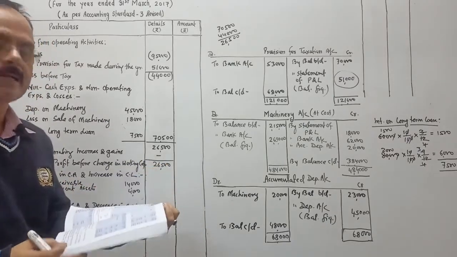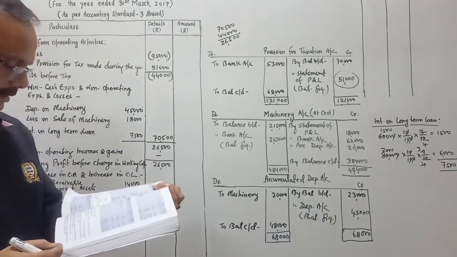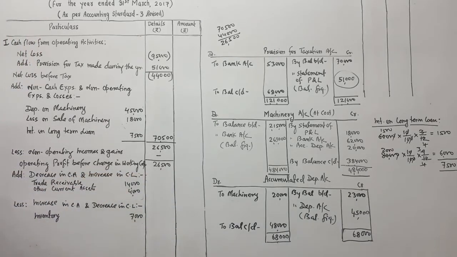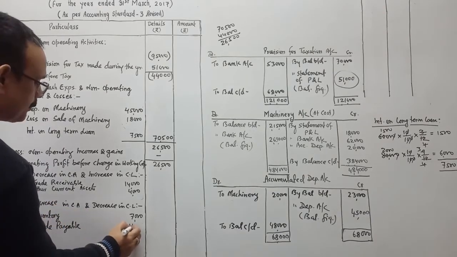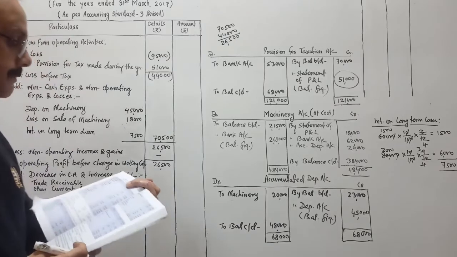Now coming to the current liability, you come to the equity and liability side and see the trade payables under current liability. Last year it was 20,000 and this year it is 6,000. So trade payable is decreased by 14,000. So this is a decrease in current liability. Trade payable is decreased from 20,000 to 6,000, which means it is decreased by 14,000.